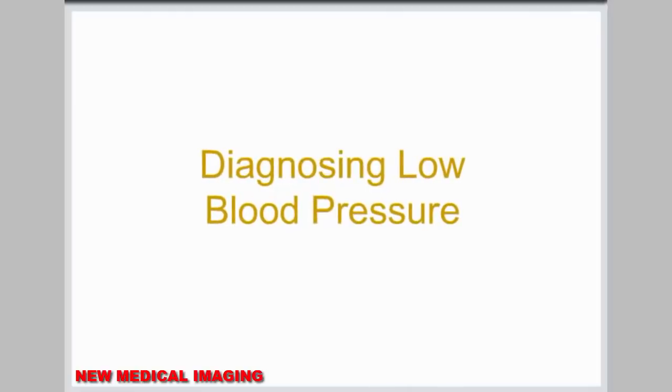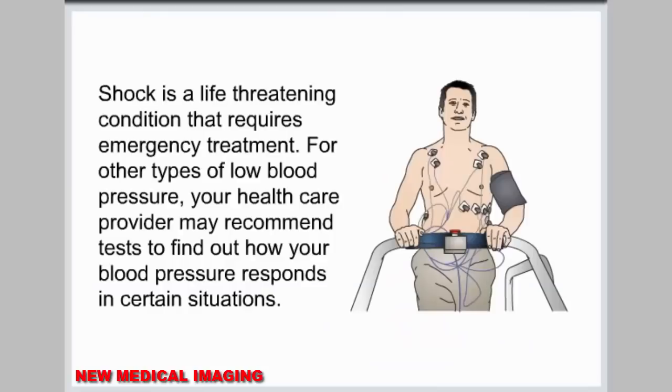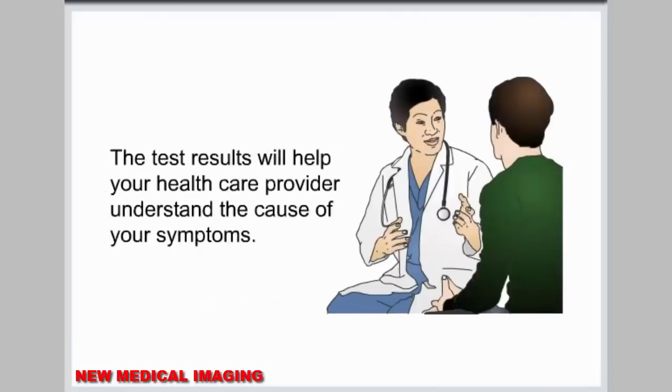Diagnosing low blood pressure. Low blood pressure is diagnosed based on your medical history, a physical exam, and test results. Your healthcare provider will want to know the type of low blood pressure you have and how severe it is, whether an underlying condition is causing the low blood pressure. Shock is a life-threatening condition that requires emergency treatment. For other types of low blood pressure, your healthcare provider may recommend tests to find out how your blood pressure responds in certain situations. The test results will help your healthcare provider understand the cause of your symptoms.